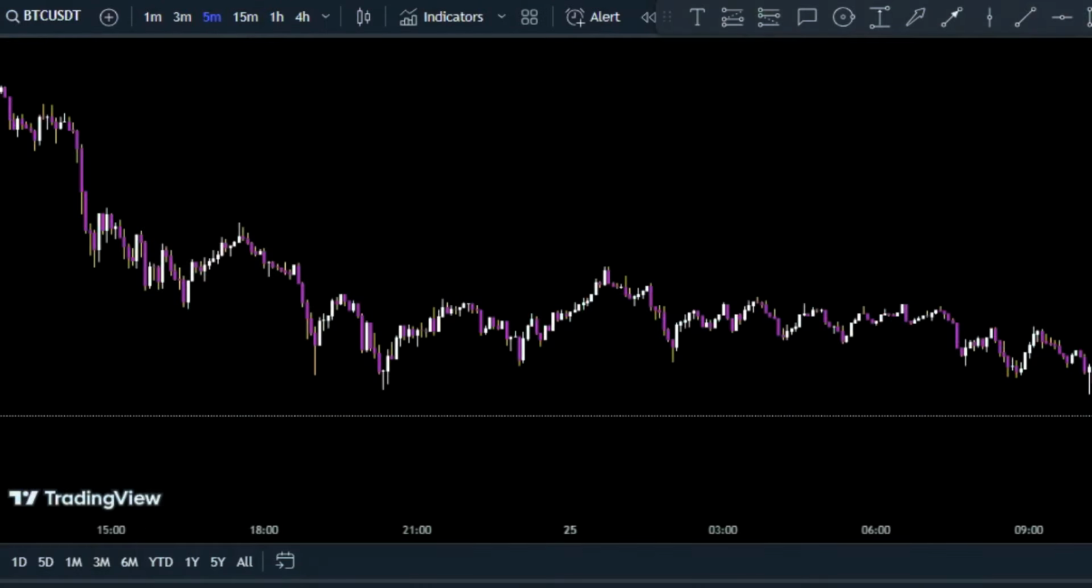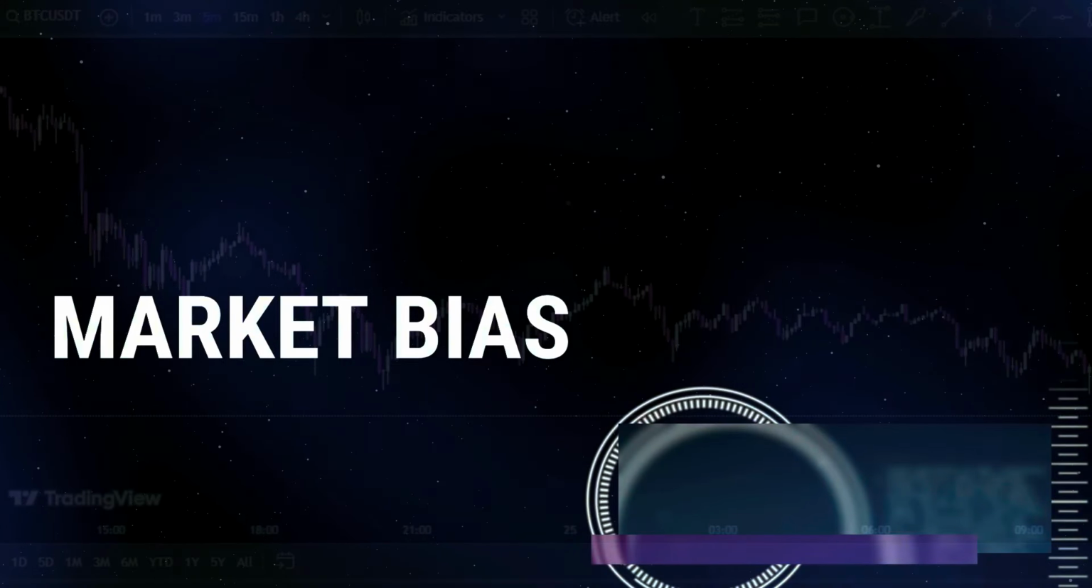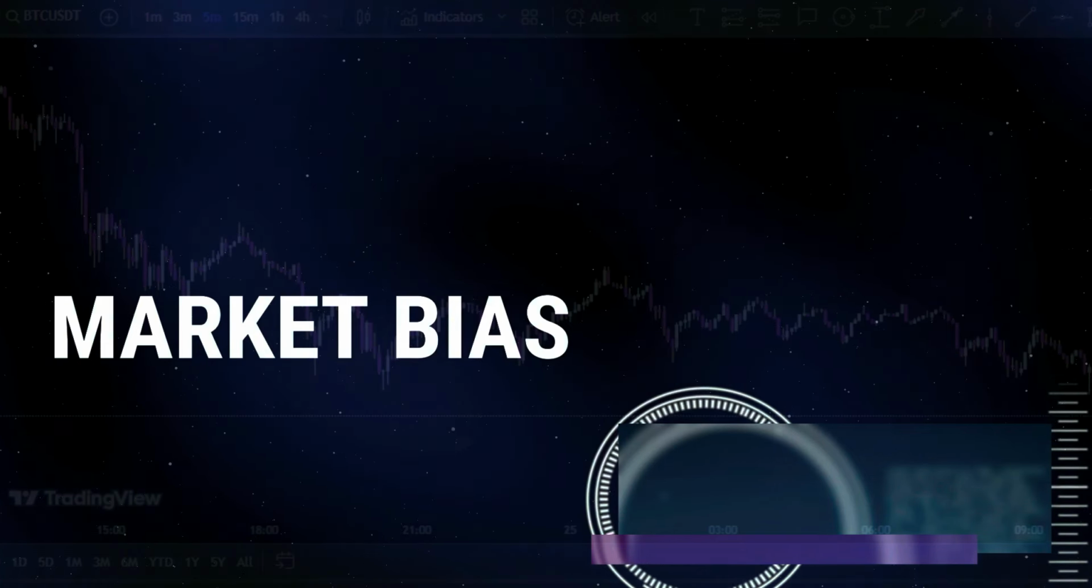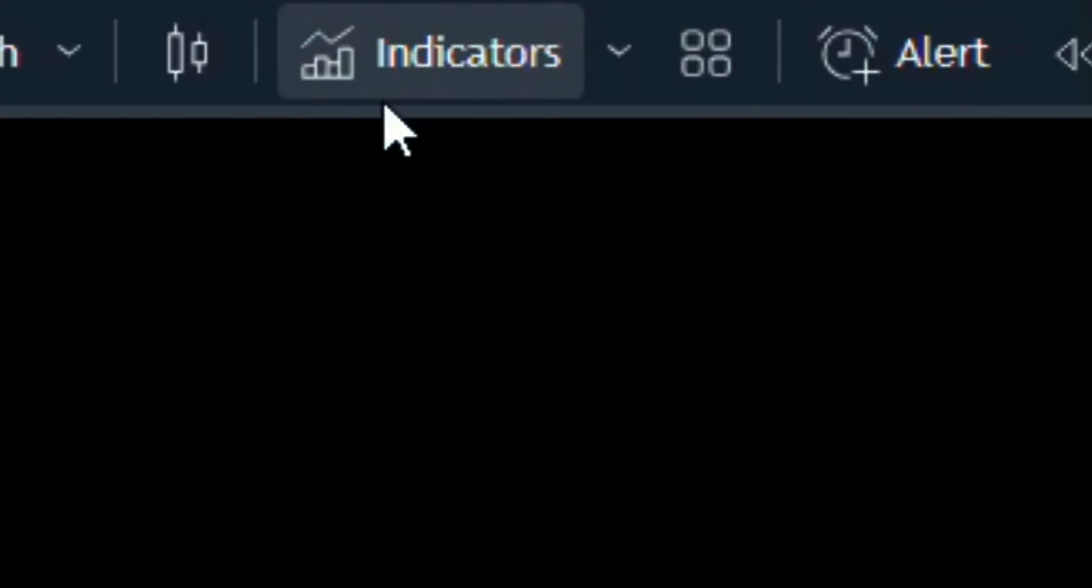Now we're going to add a powerful indicator called market bias to your chart. This bad boy is excellent for finding trends and will make your trading life a whole lot easier. Just search for market bias in the indicator section, and once it pops up in the results, give it a click to add it to your chart.